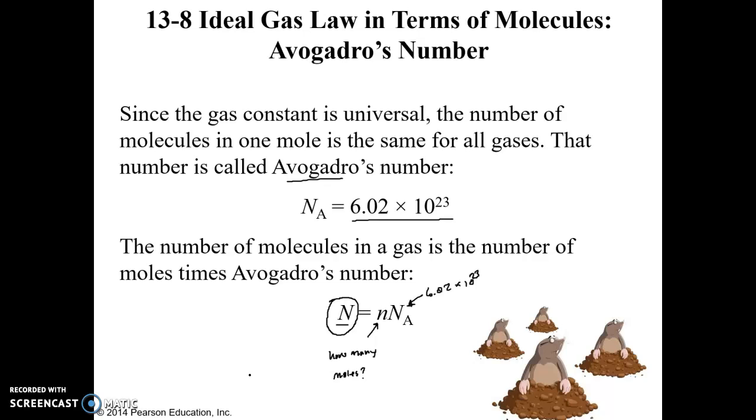So if we wanted to know how many carbon atoms we had, if we had 3 moles, it would just be 3 times 6.02 times 10 to the 23rd, and that would be 1.806 times 10 to the 24th. So N would equal n times N sub A, or 3 times N sub A, if we're talking about 3 moles of something, which would equal 1.806 times 10 to the 24th.